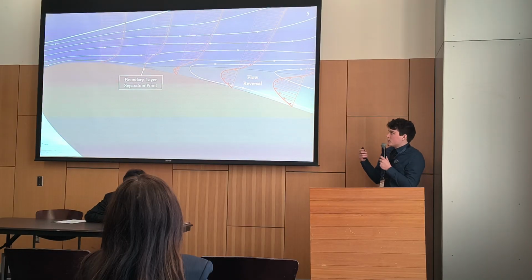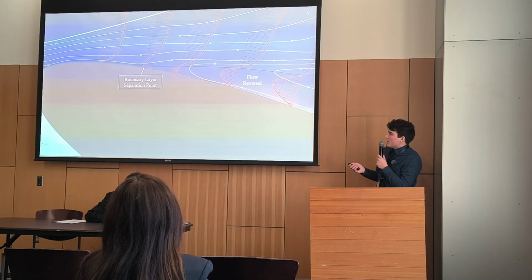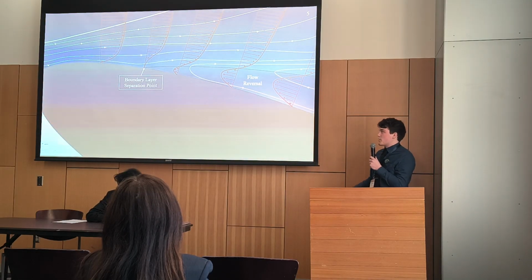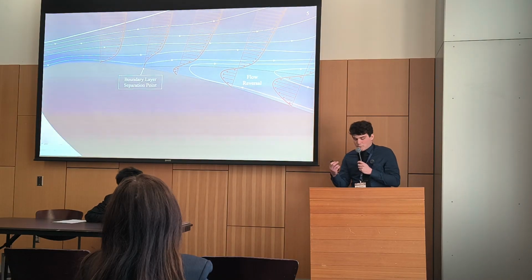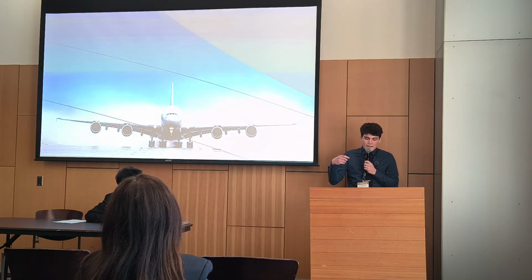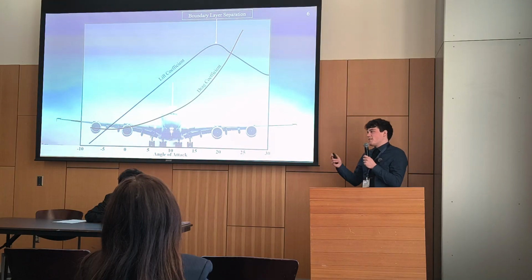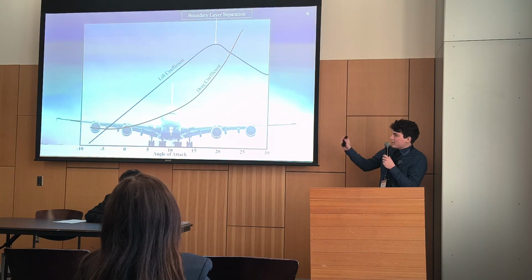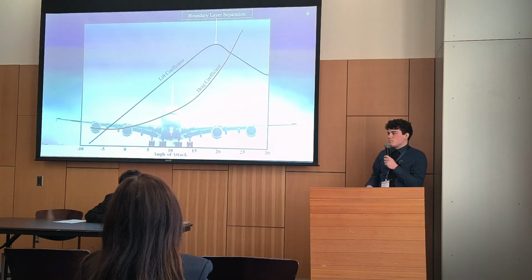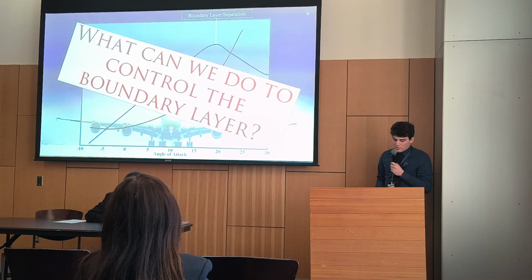Zooming in on that, the red is the velocity profile. When the flow starts separating, the flow is reversing, and that region of flow reversal is our separation bubble. If we can prevent that flow reversal, hopefully we can prevent the boundary layer separation. This has a dramatic effect on lift coefficient. It's called stall, obviously. Not only on an aircraft, this also increases pressure drag on race cars and everything like that. So what can we do to control the boundary layer?